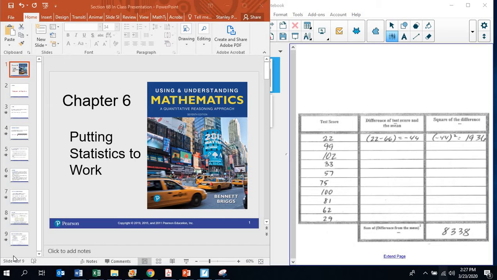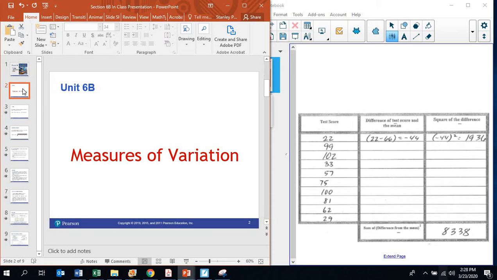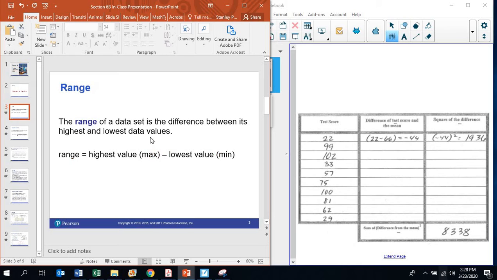Take a reminder of how these work, and then the stuff that you see on the right hand side is off of your handout. It's one of the last pages in your handout in which you are given 10 data points, and you needed to find the standard deviation following the step-by-step process that we had, and we'll go through that together. Okay, so anyway, we're talking here about Unit 6B, measures of variation.